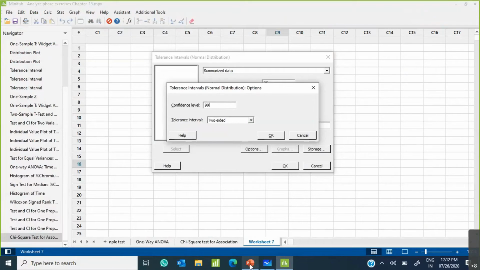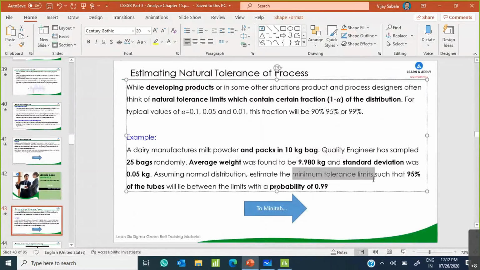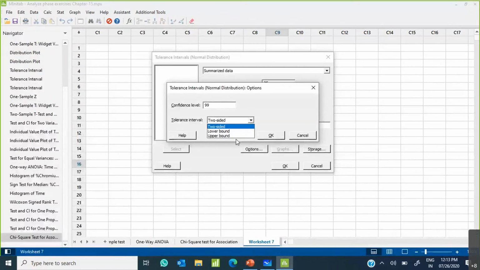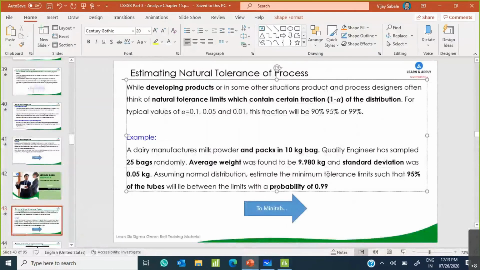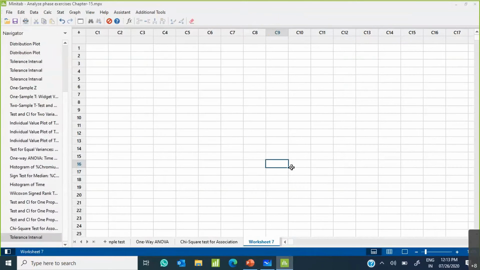Now if you see what they are asking, the minimum tolerance limit, right? So we are not looking for both sides or the higher side. We are looking for the minimum tolerance limit, so we have to select the option lower bound. If you have to select the upper tolerance, then we go for the upper bound. If you need both, we select two-sided. Let's go for the lower bound, as asked in the question: estimate the minimum tolerance limit such that 95% of the bags will lie between the limits with probability 0.99. If you select that and click OK, you will get these readings.